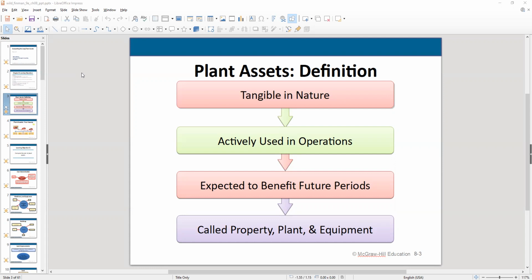And so we're going to be learning how to deal with these, not only in transactions, but also in doing adjusting entries at the end of the year.